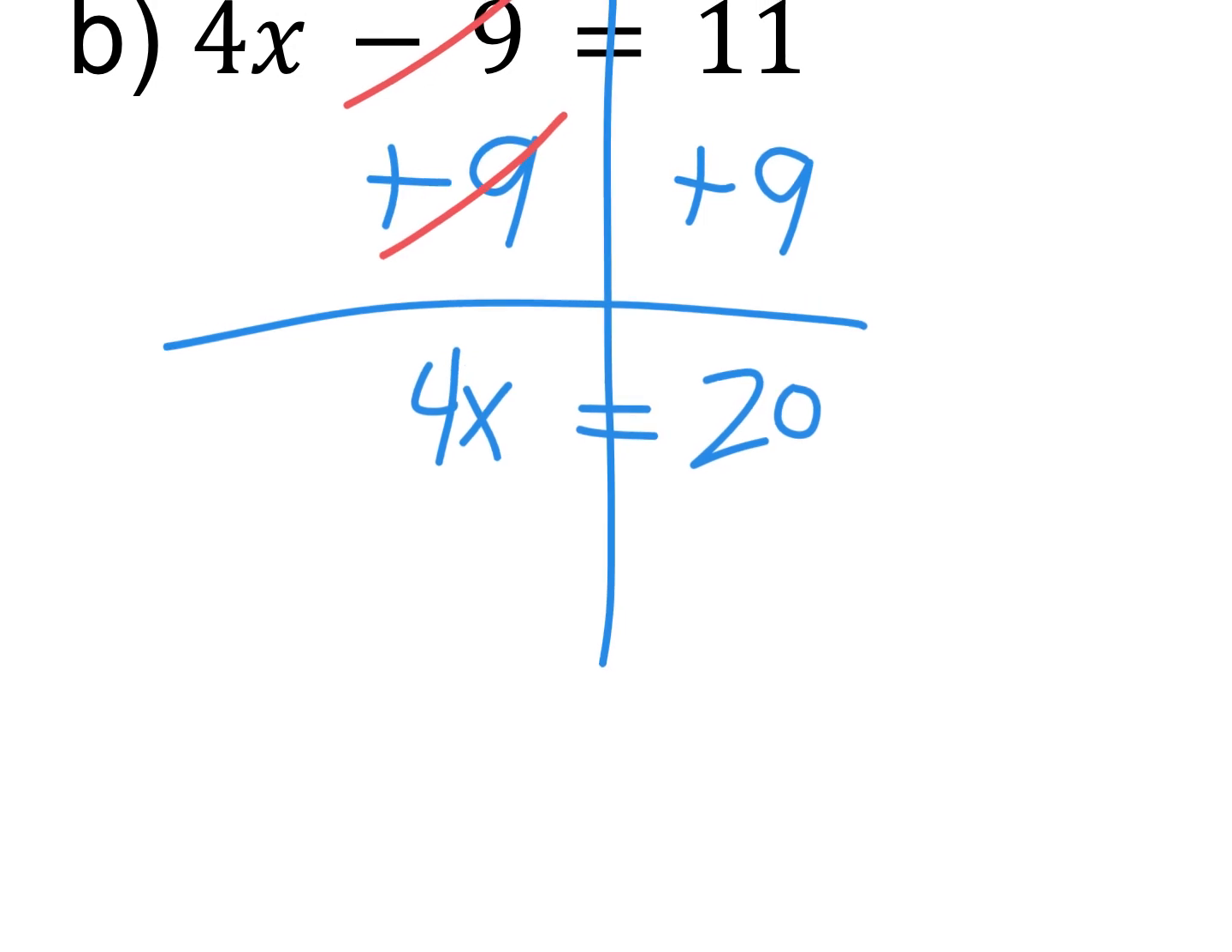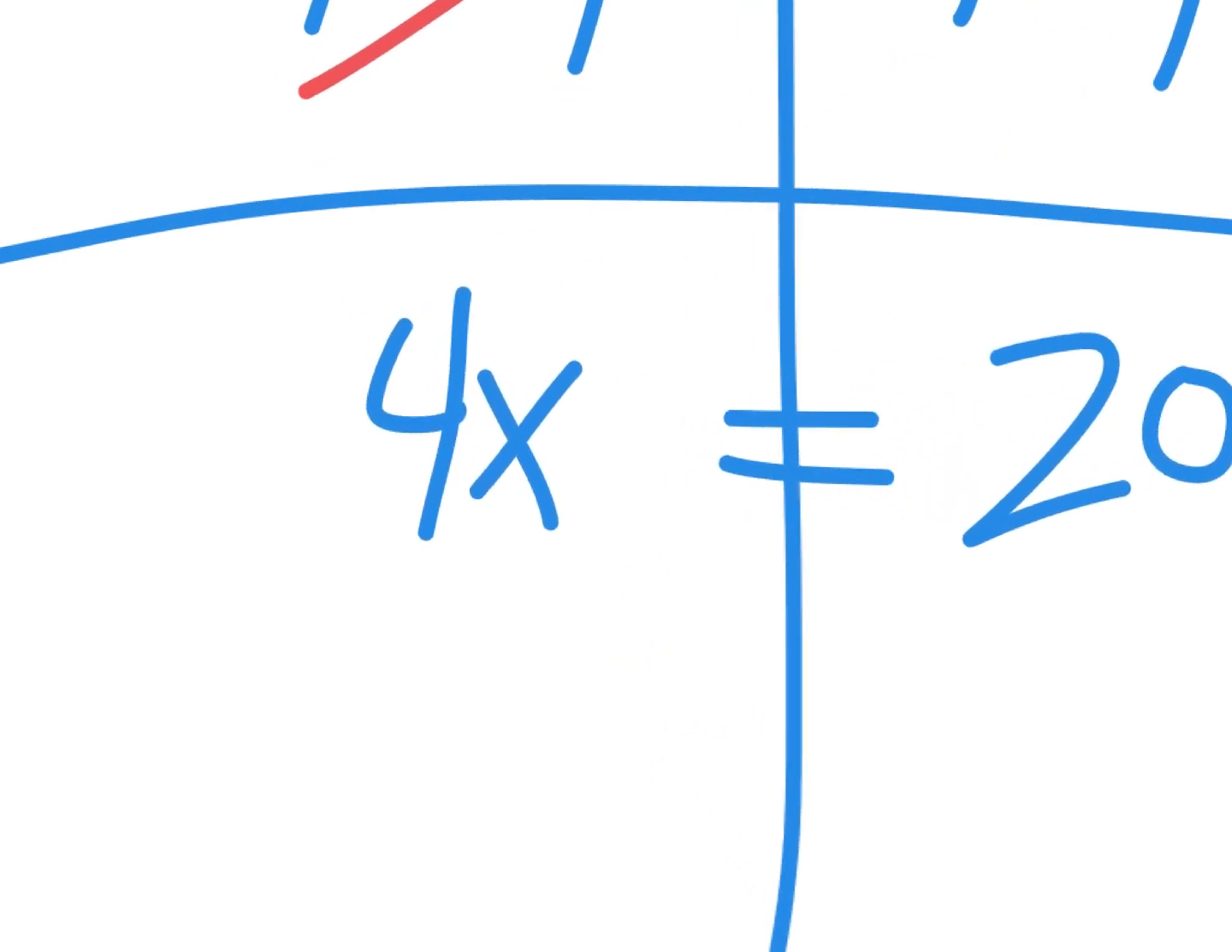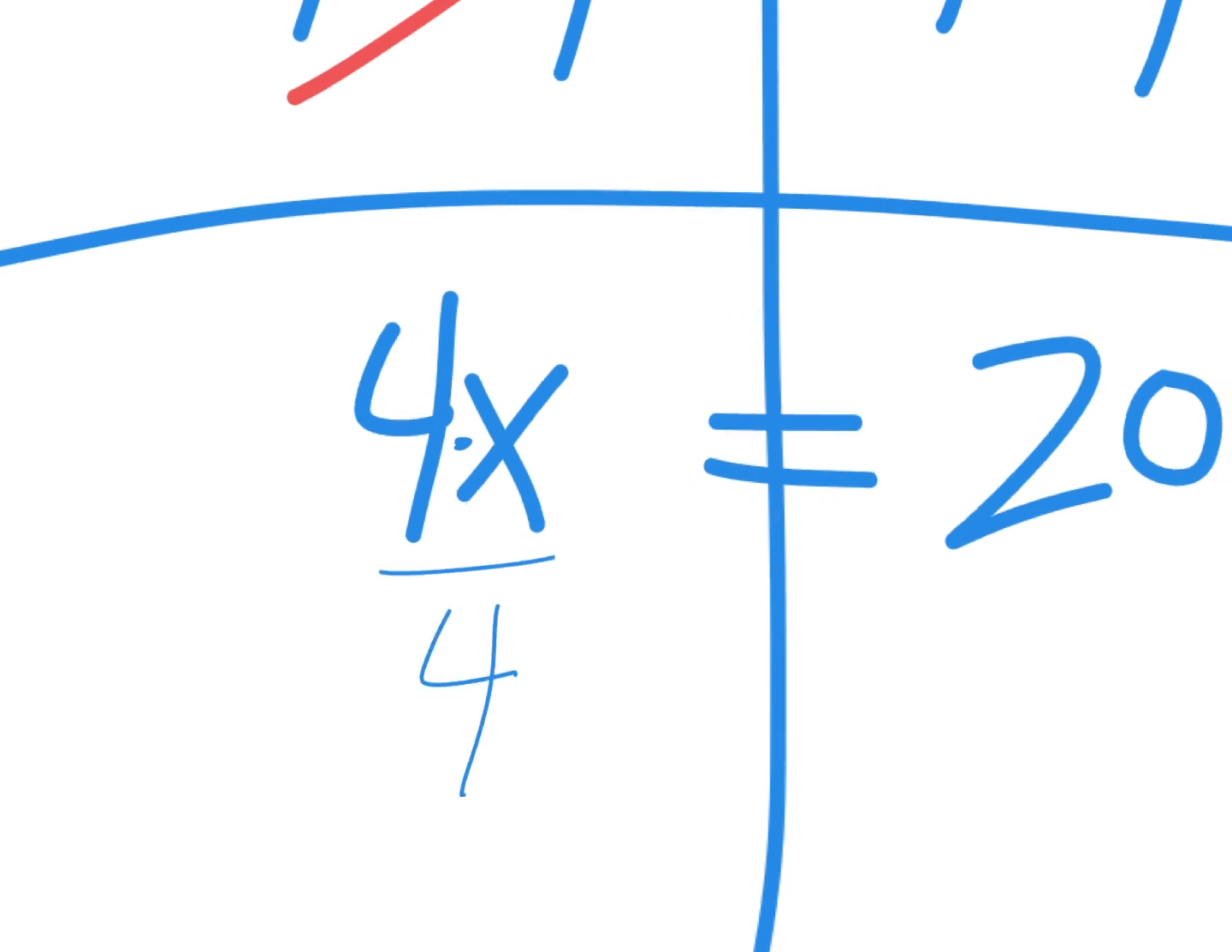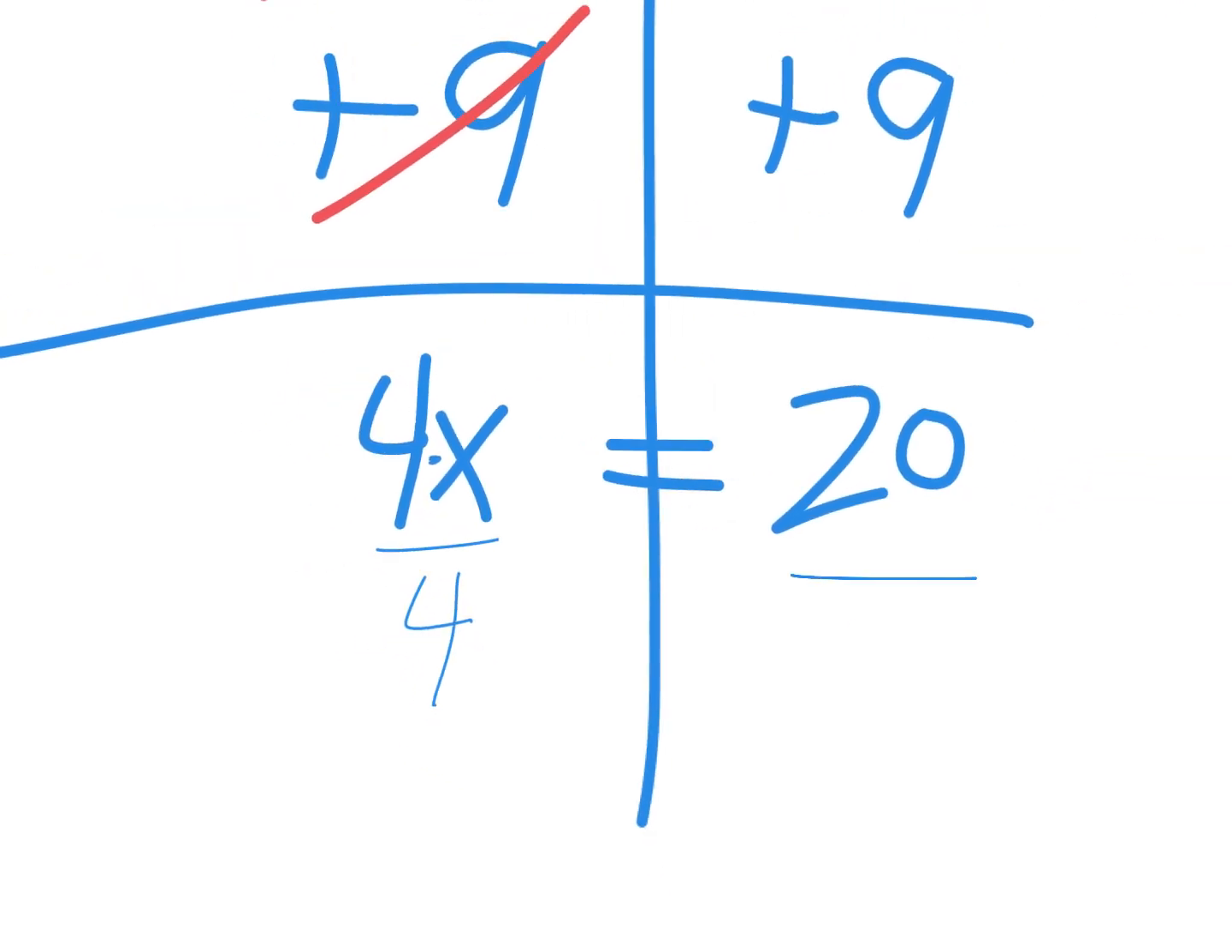Okay, so we're not done. X is not by itself yet. I still have a 4 with it. So earlier I said if it's 4x, we think of that as 4 times x. So you can think of this as there being multiplication happening between these two. The opposite of multiplication is division. So to finish this problem, I will divide both sides of the equation by 4.